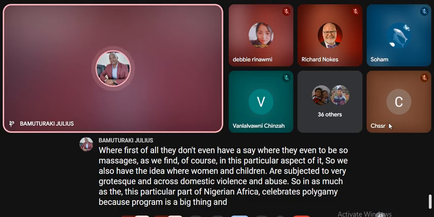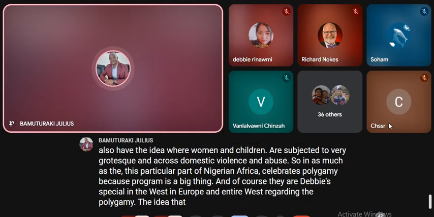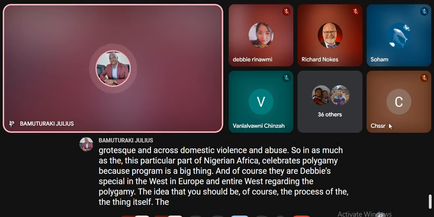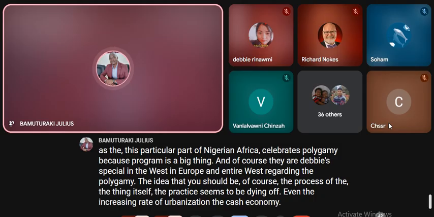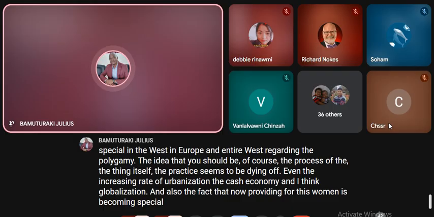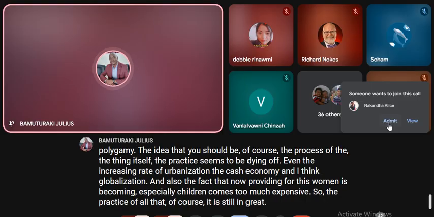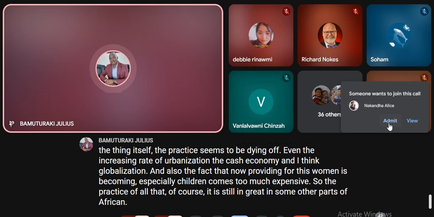In as much as this particular part of Nigeria in Africa celebrates polygamy, because polygamy is a big thing, and of course there are debates, especially in the West, in Europe and the entire West, regarding polygamy, the practice seems to be dying off, given the increasing rate of urbanization, the cash economy, and I think globalization, and also the fact that providing for these women, and especially children, becomes too expensive. So the practice somehow dies off. But of course, it is still ingrained in most parts of Africa.